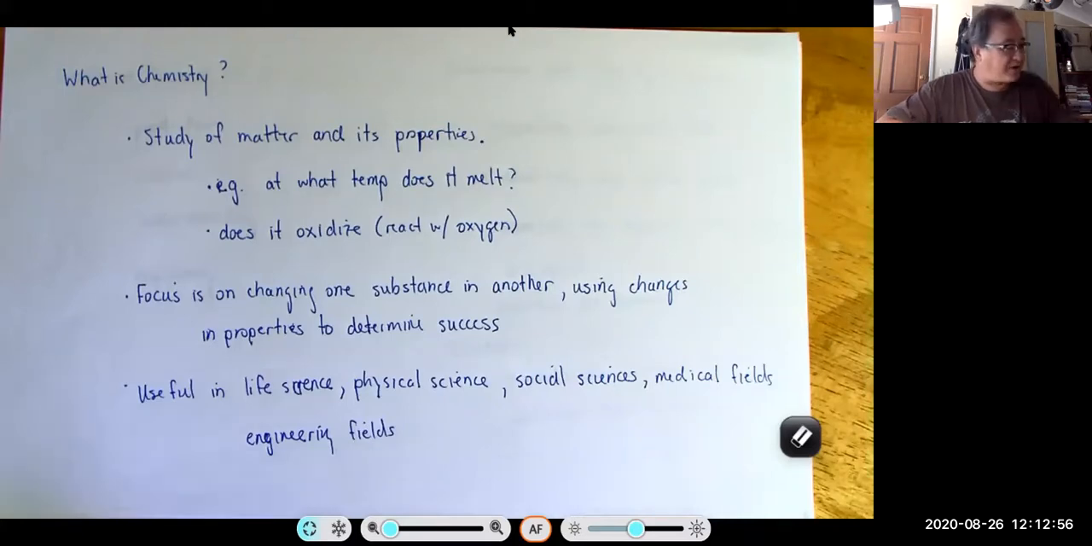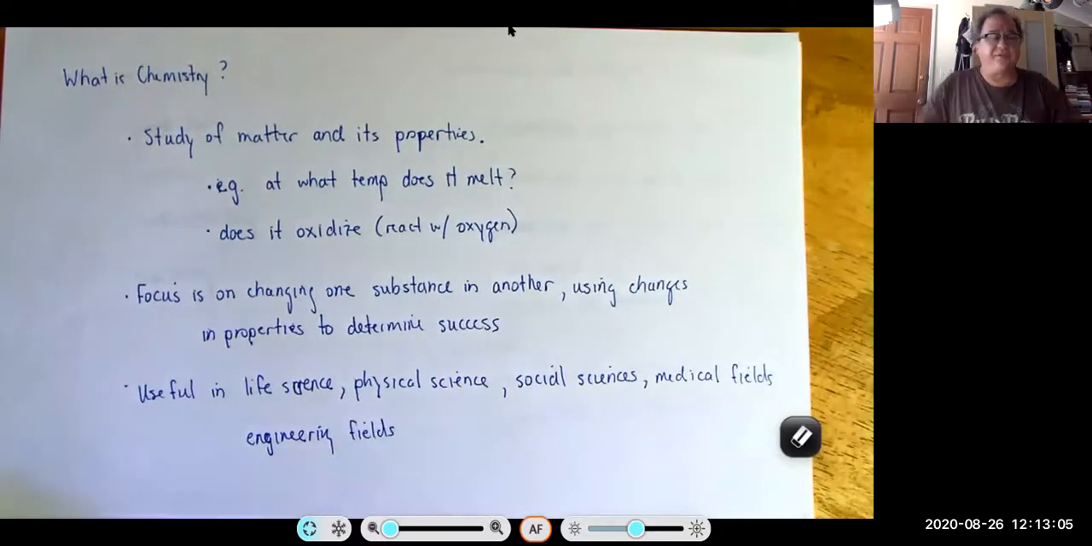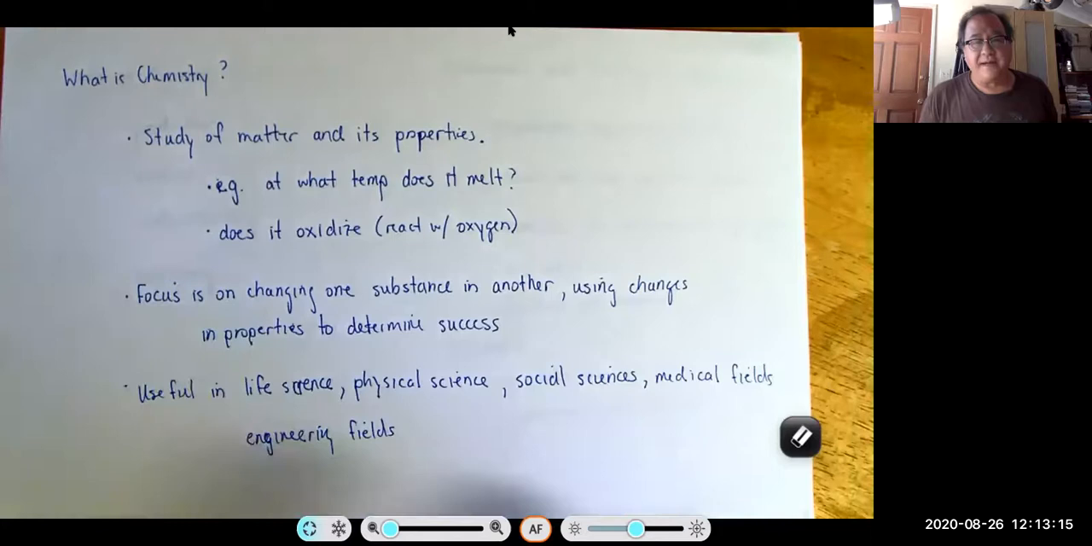Now, why do we want to understand properties of materials? And the answer is pretty simple. It allows you to distinguish between different substances. For instance, if you're walking along the street and you run into something and you see that it's a liquid, you know right away that it's not rubber, right? Rubber's not a liquid at room temp.